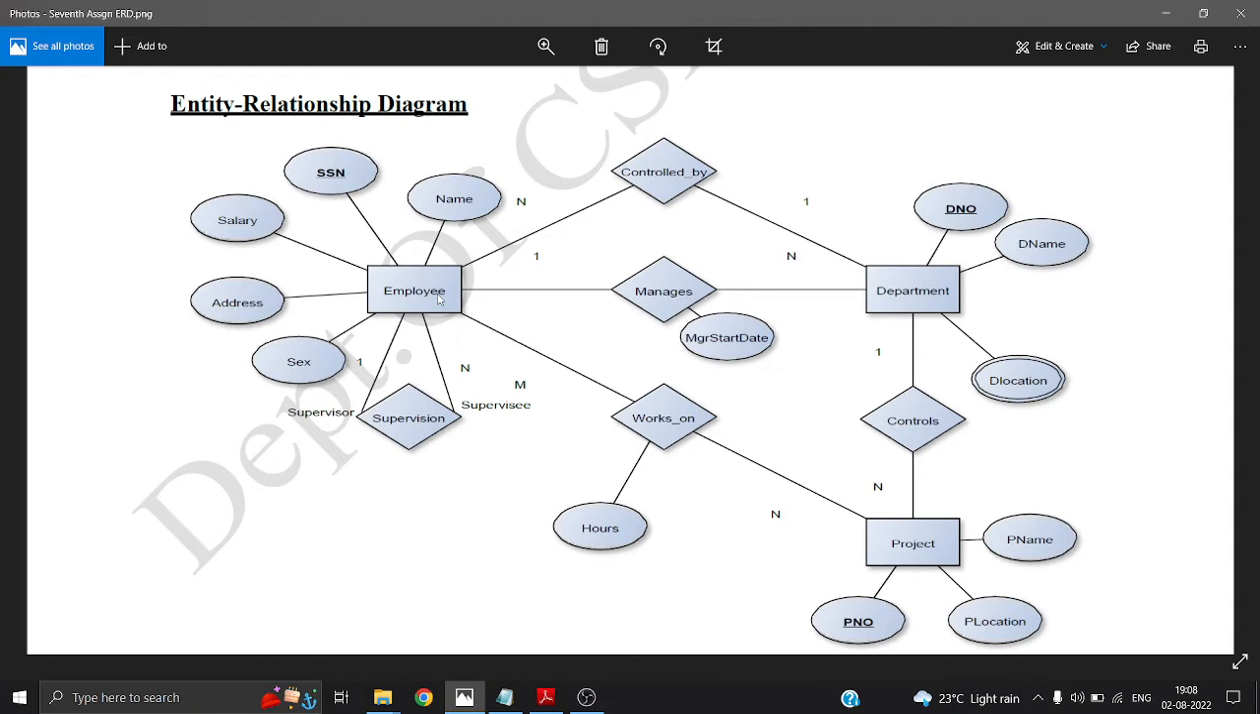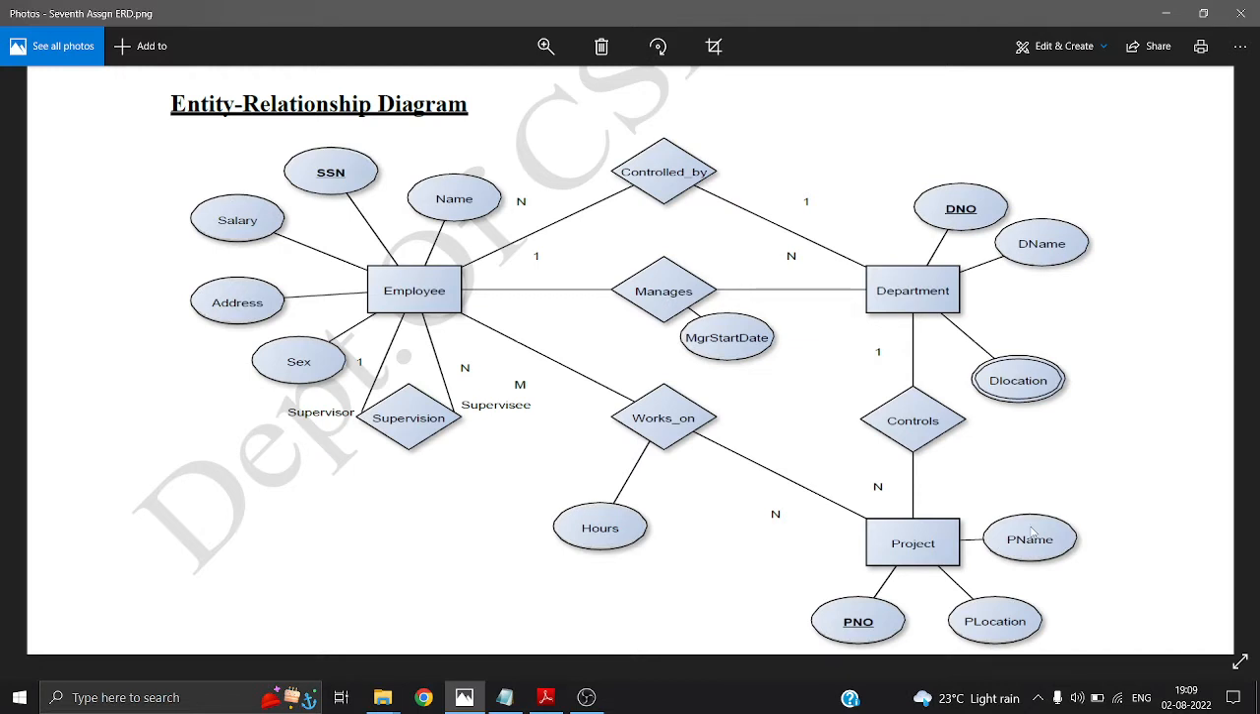In the tables, we have seen only 5 tables. But in the ER diagram, you can observe 3 entities: employee, department, and project. So this we can easily identify. Employee, this entity is a real world object with a physical existence, with properties like employee name, social security number, salary, address, sex, that is gender. Then again, when it comes to the department, we are having department number, department name, followed by department location. Again, project is having a project number, project location, project name.